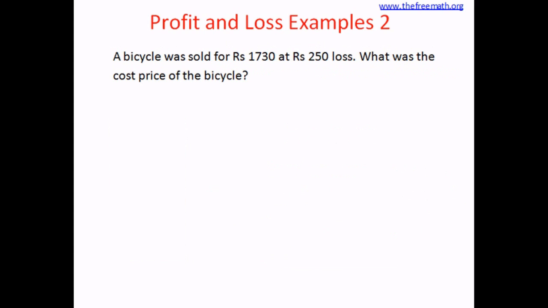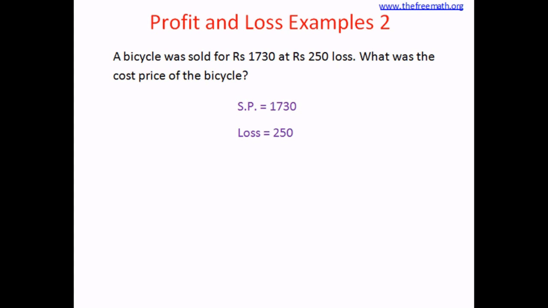Let's solve one more problem here. A bicycle was sold for 1730 rupees at 250 rupees of loss. What was the cost price of the bicycle? Now you have the selling price here. It was sold at 1730. So 1730 is the SP, and it is written that there was a loss.